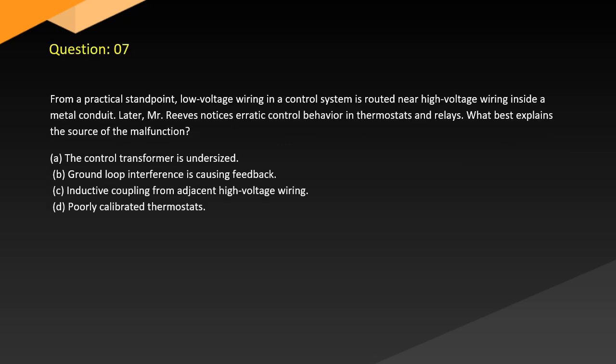Question 7. From a practical standpoint, low voltage wiring in a control system is routed near high voltage wiring inside a metal conduit. Later, Hysteresis notices erratic control behavior in thermostats and relays. What best explains the source of the malfunction?